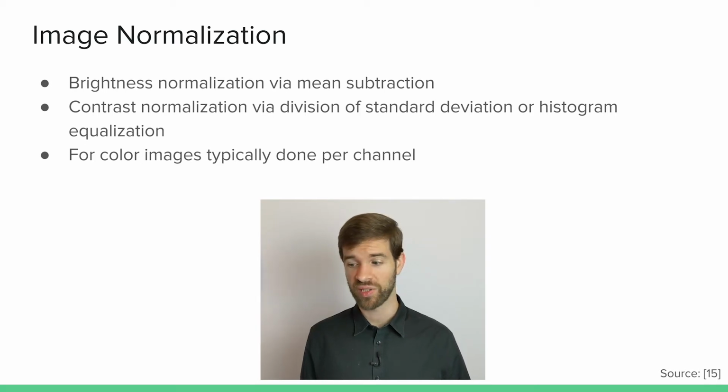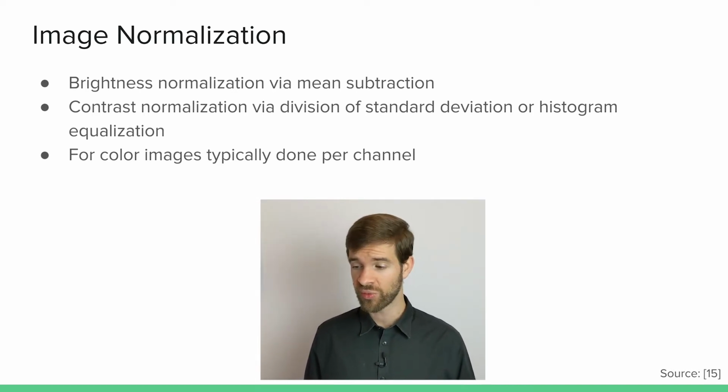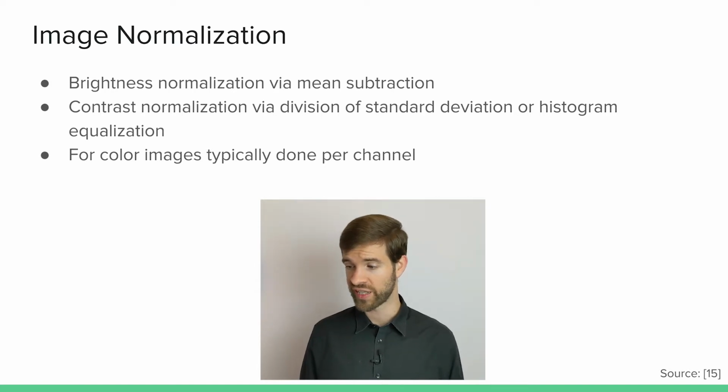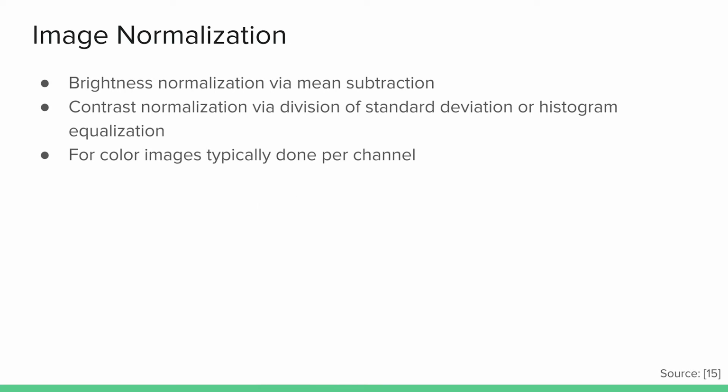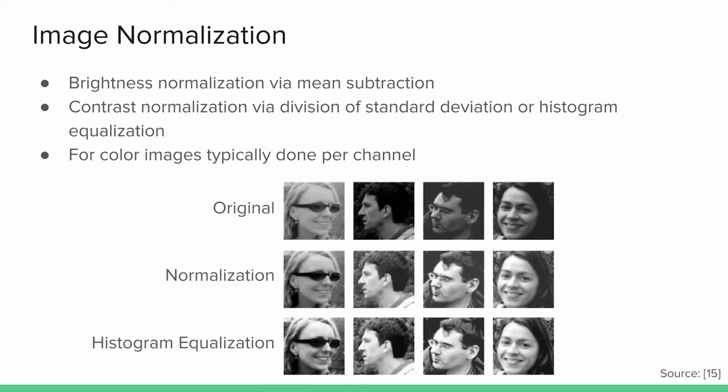Brightness normalization can be done by mean subtraction, so you just compute the mean brightness of all your samples and then subtract it. Contrast normalization is done by division by the standard deviation, or you can do histogram equalization to take a look at the histogram and try to even that out. For color images, you typically do it per channel. So here are some examples of your original, and then after you apply some sort of normalization or histogram equalization, you can see that the images now look much more like the others.